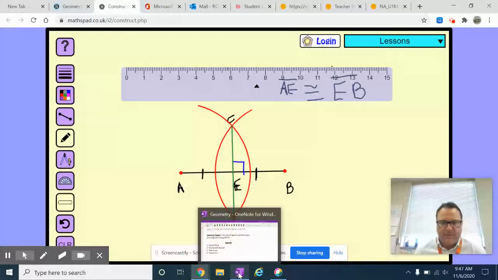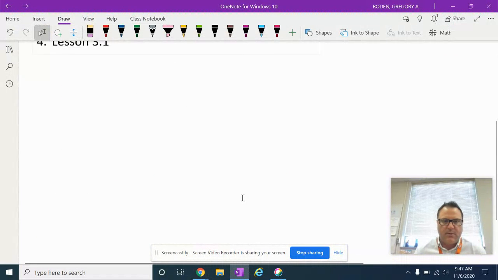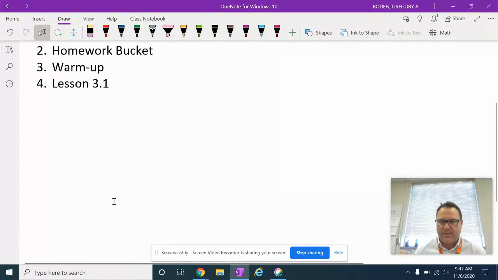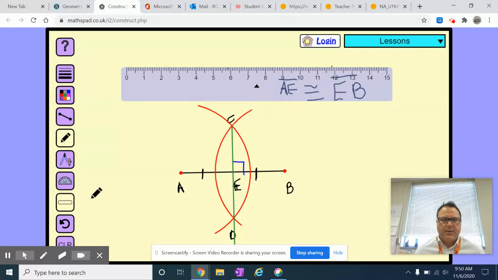So that's our warm-up for today. And now our lesson is going to be 3.1. Okay, let me go ahead and pause this because I haven't copied all my stuff into here yet. Let me go back and pause my video, and let me copy and paste all the stuff I got for you. Okay, guys, sorry about that. I just put it in there.